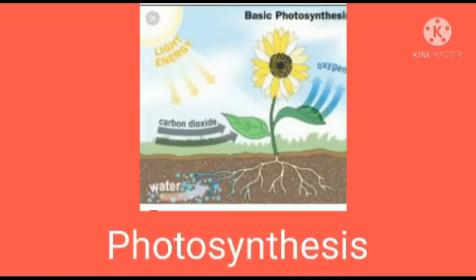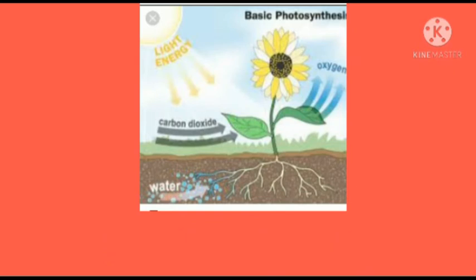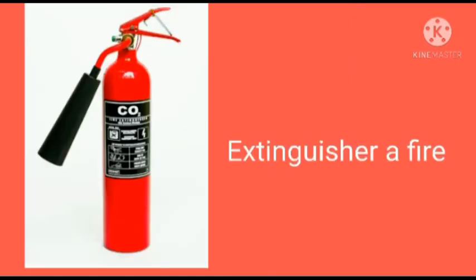Next use of carbon dioxide is in photosynthesis. Carbon dioxide is used in photosynthesis, a natural process to prepare food by green plants, and the food prepared is also used by animals. Then the eighth one is in extinguishing a fire.